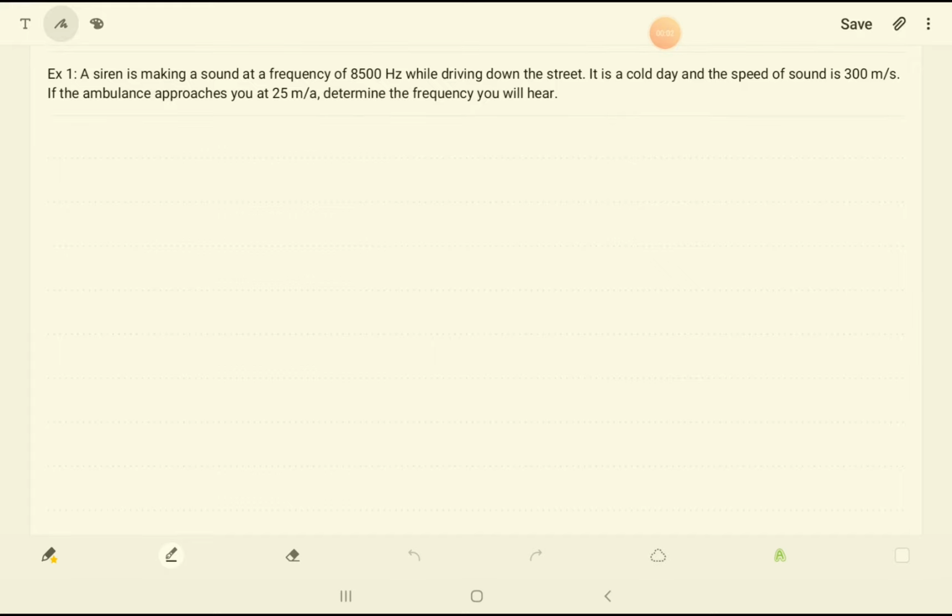Assalamu alaikum. Let's look at some Doppler effect examples. I'm going to work easy first, and then it's going to gradually get harder.